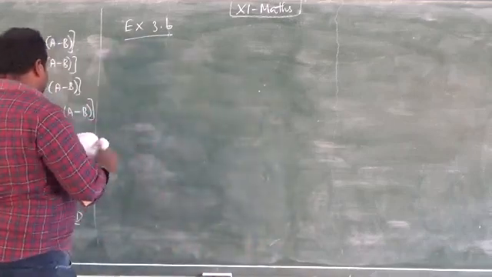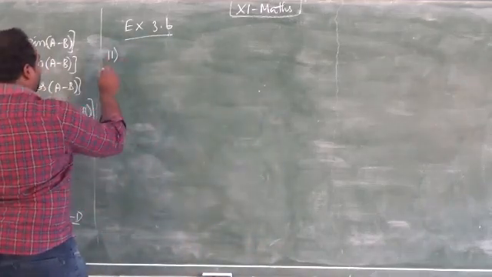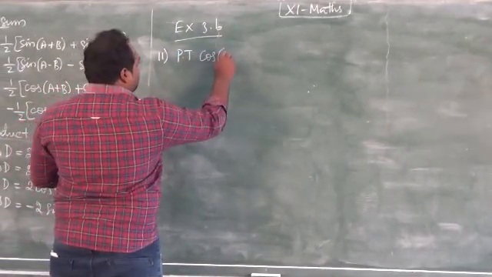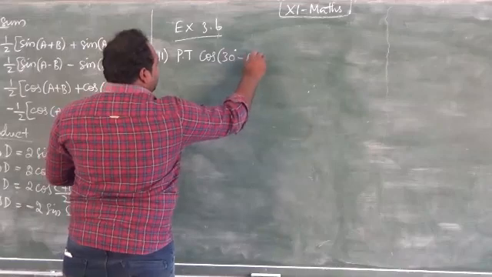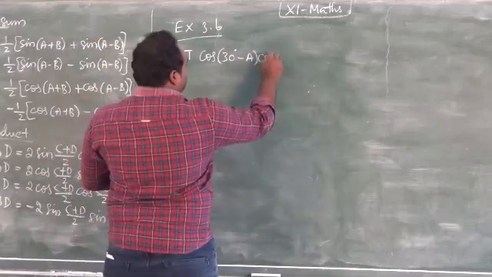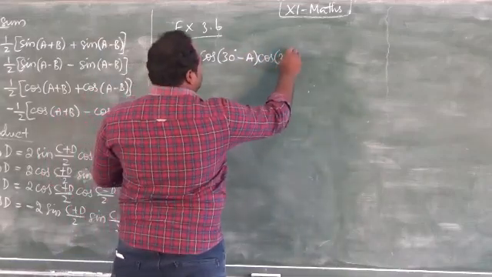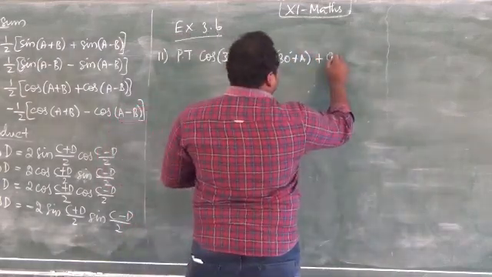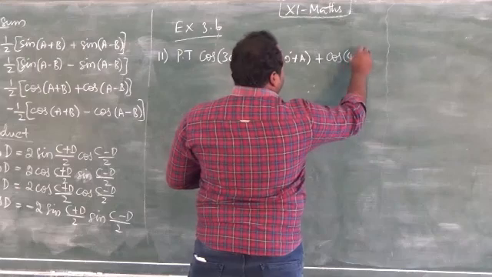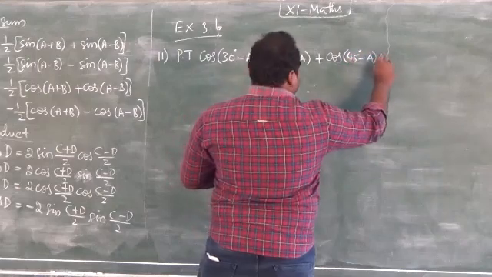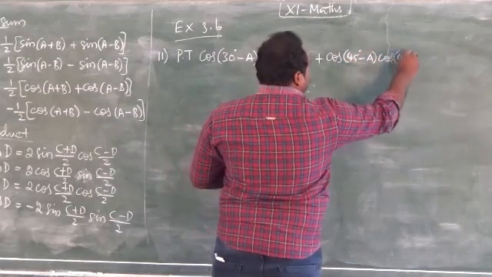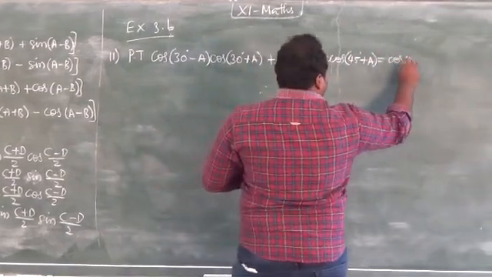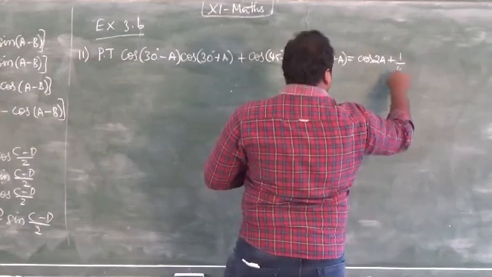Problem number 11 is: prove that cos(30° − A) cos(30° + A) + cos(45° − A) cos(45° + A) equals cos 2A + 1/4.